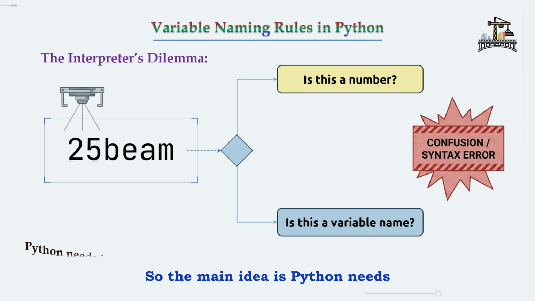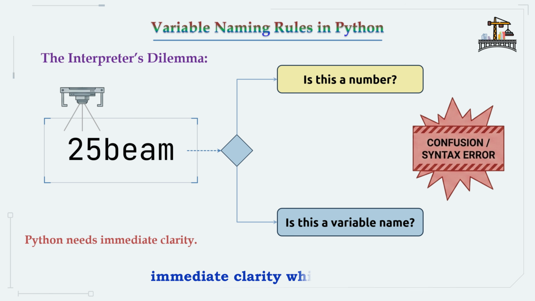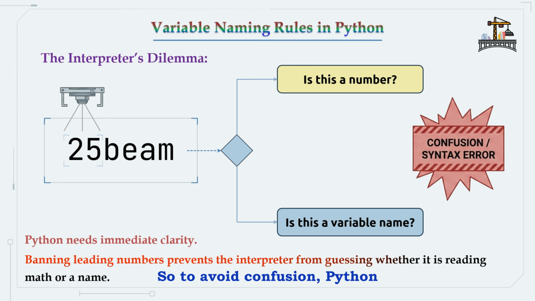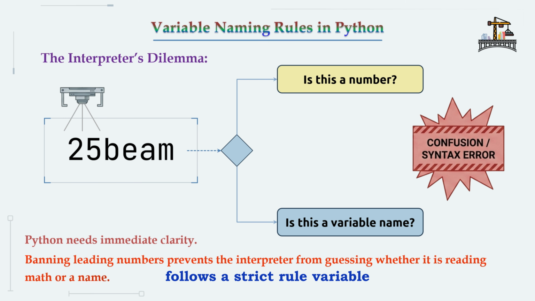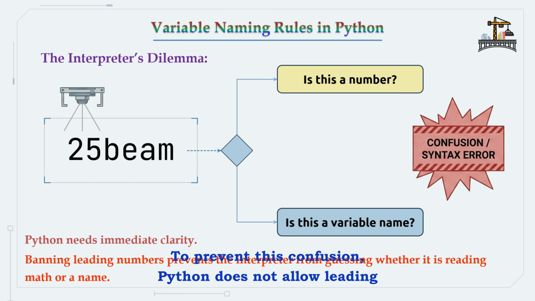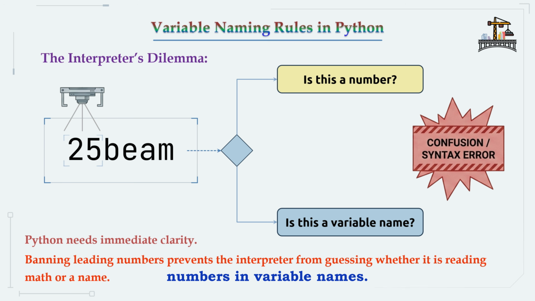So the main idea is Python needs immediate clarity while reading this code. So to avoid confusion, Python follows a strict rule. Variable names should not start with numbers. So remember, if a variable starts with a number, Python may struggle to decide whether it is reading a number or a variable name. To prevent this confusion, Python does not allow leading numbers in variable names.